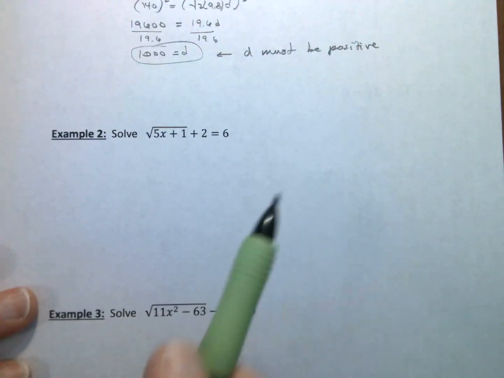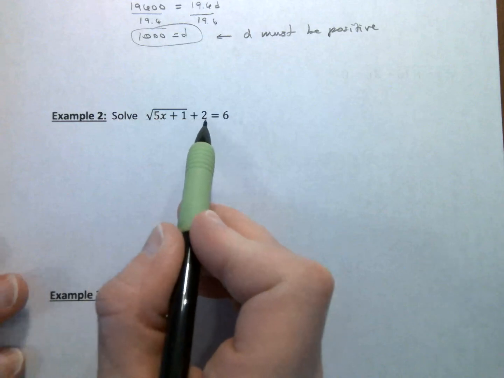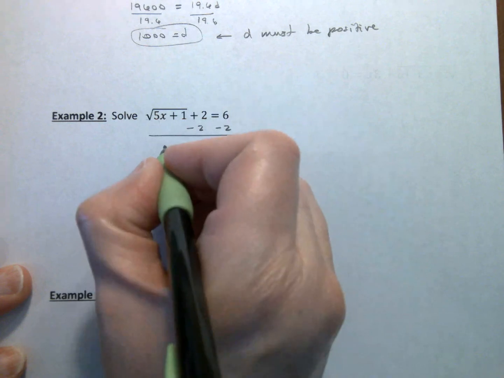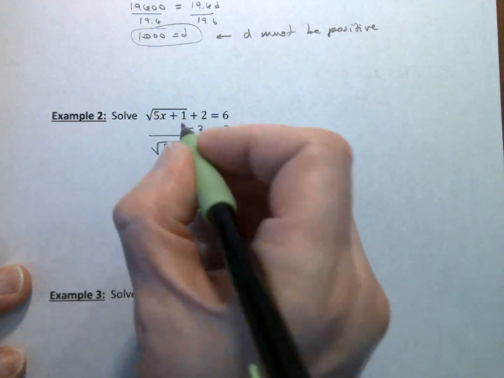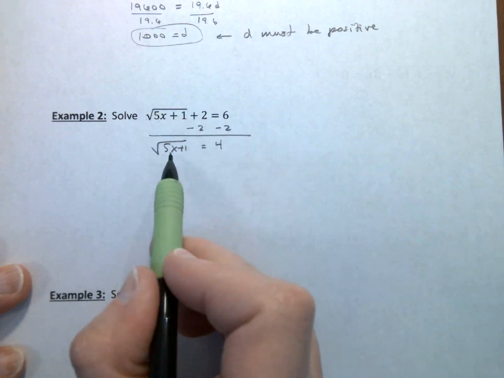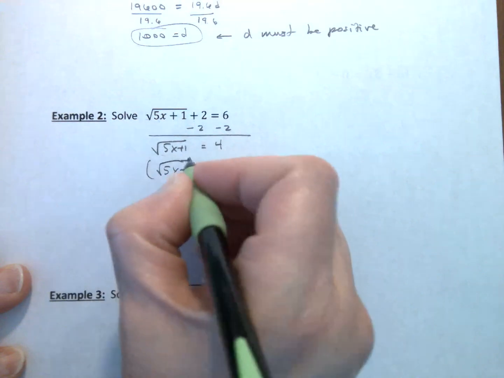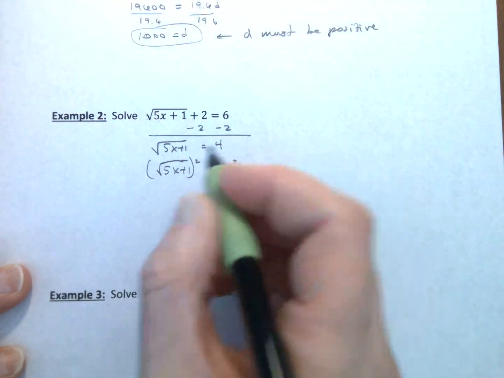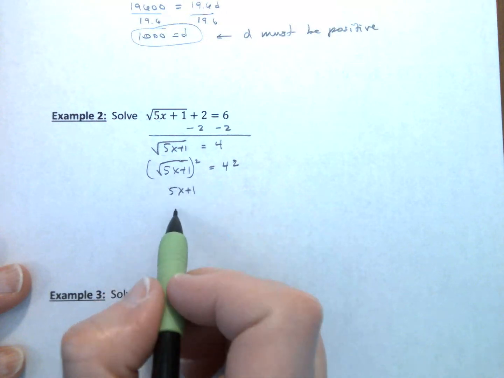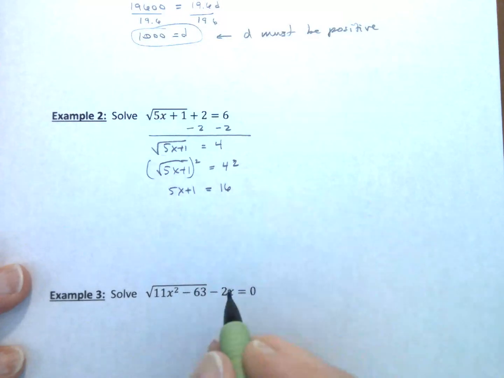If we look at our next equation, notice that the radical is not by itself. It has this plus 2, so I've got to get rid of the plus 2 before I can square anything. So I have the square root of 5x plus 1 is equal to 4. The radical is by itself, so I'm going to go ahead and square both sides. And I get 5x plus 1, because when I take a radical and I square it, it's just whatever I had underneath the radical sign. So 5x plus 1 equals 16.